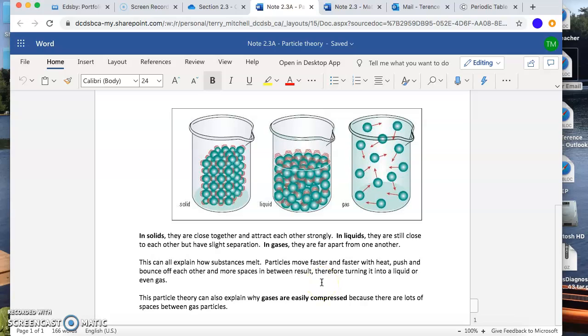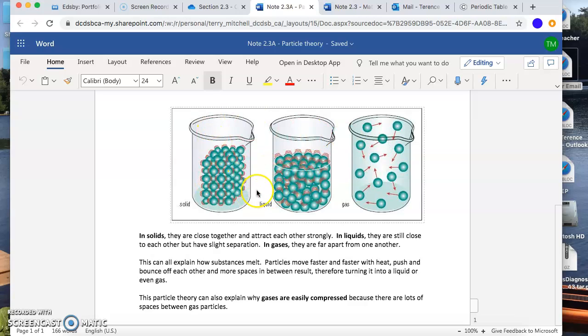So particle theory can also explain why gases are easily compressed. When I go scuba diving, they'll take a room full of air and they will squish it all up. They will compress it and put it into a little tank on my back. The reason they can do that is air has so much space in between that they can push all those particles together and fit a whole room's worth of air into a small scuba tank on my back.